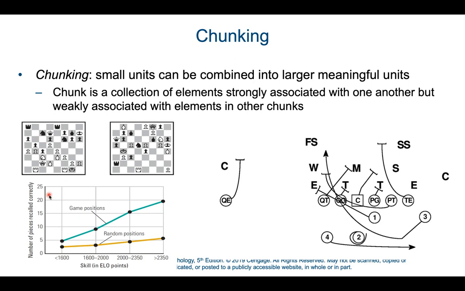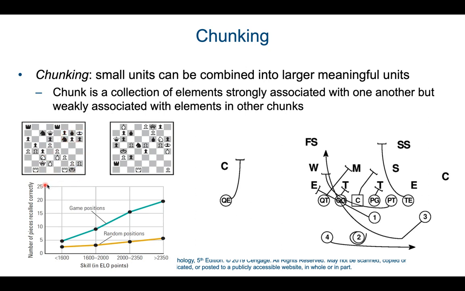I see patterns. What I see up here is a kingside castle from black with a fianchetto of the bishop to the g-file and a queenside pawn advance. Now, you don't know what the hell that means if you don't study chess, but to someone who studies chess, this is a chunk of information. So this top right corner of the chessboard is a meaningful chunk. I do not see this as six pieces. I see this as one chunk of information.